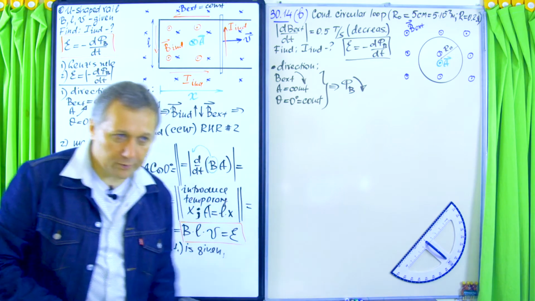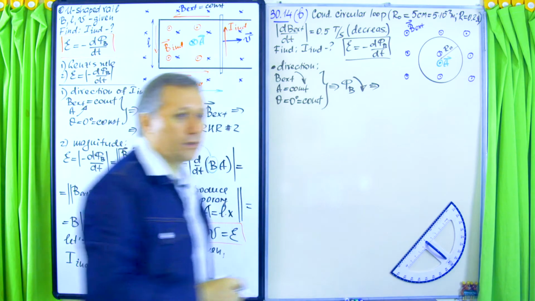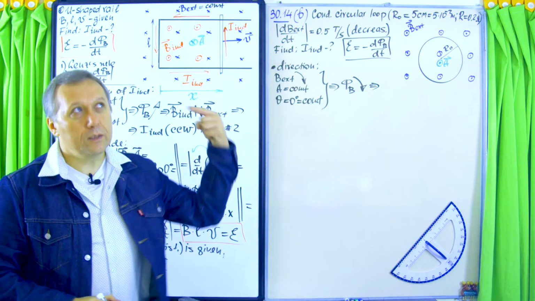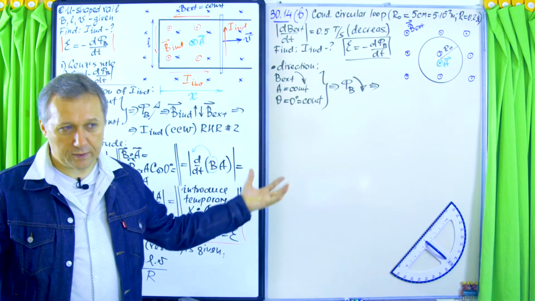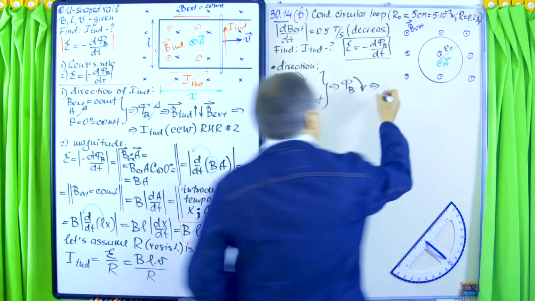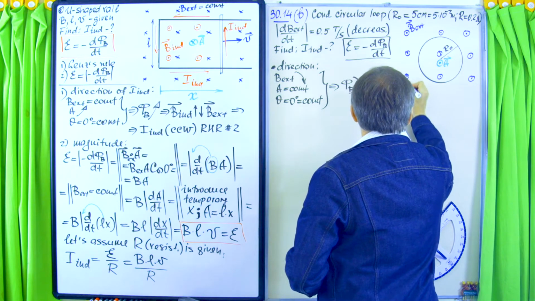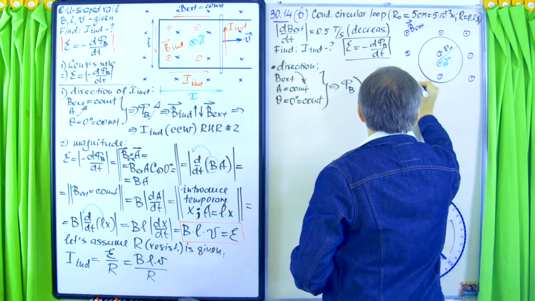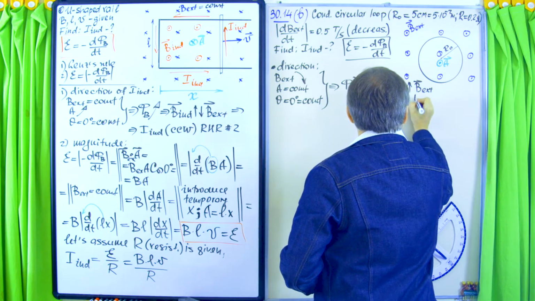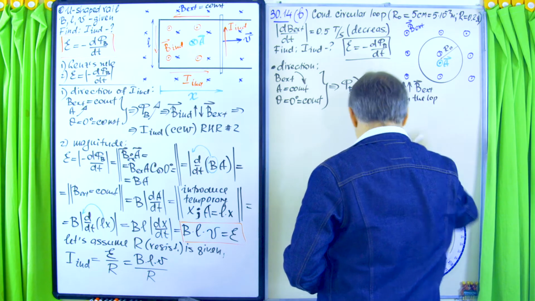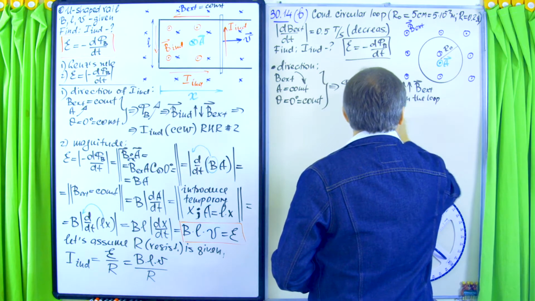It becomes supportive, right? Supportive means it will start driving current in such a direction so that the induced magnetic field will be in the same direction as the external magnetic field within the loop. So I can write, B induced will be in the same direction as B external. Again, within the loop, let me emphasize that. Within the loop.